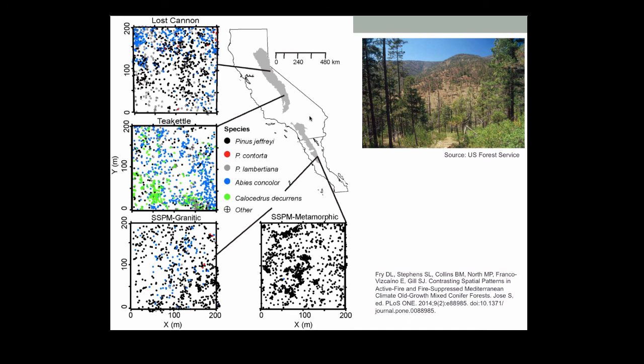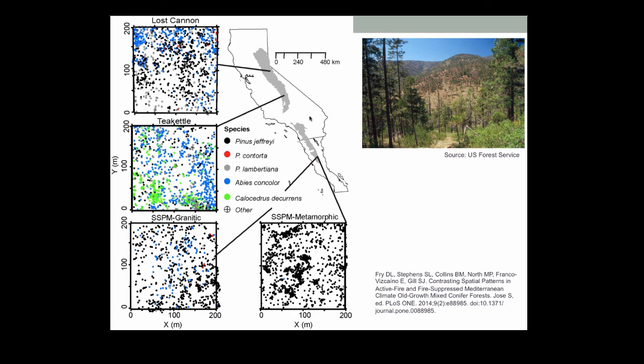look at those patterns in terms of these different species, such as Jeffrey pine, Pinus contorta, Pinus lambertiana, and Abies concolor. You look at these and how they're distributed in space, and you'd see that the distribution might be variable in space in terms of Jeffrey pine, or there's significant or high spatial heterogeneity in the distribution of Jeffrey pine across these four different areas.